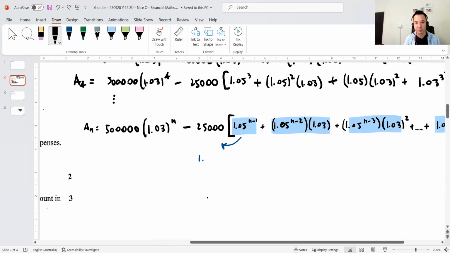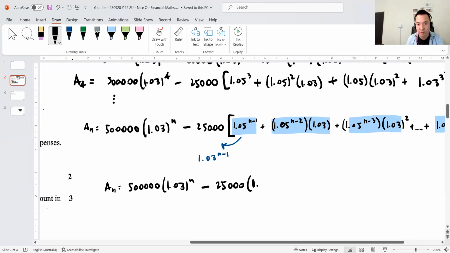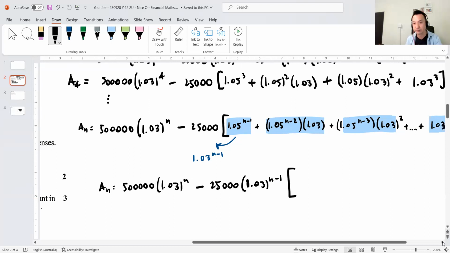In my solutions, I actually took out the other one. Now, it literally doesn't matter because it's symmetrical. Let's take this guy out just to make me happy. If you take that out, AN equals 500,000 times 1.03 to the power of n, minus 25,000 times 1.03 to the power of n minus 1. Now, look what's in here.